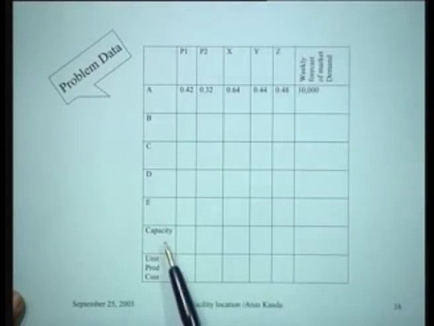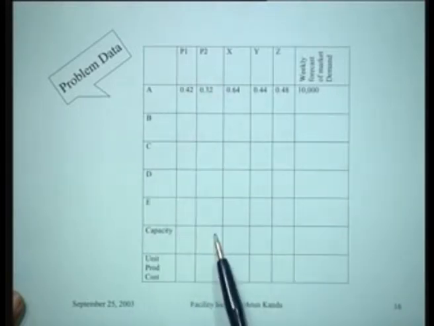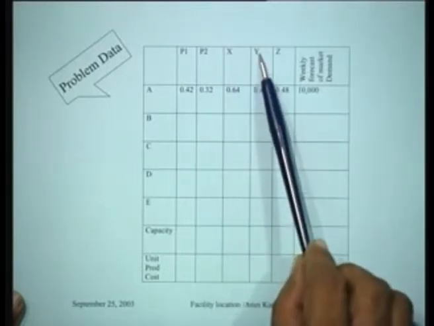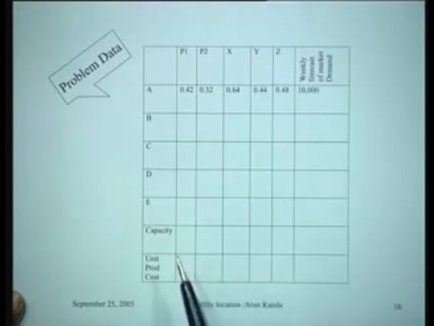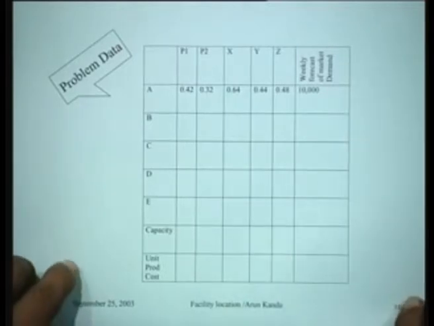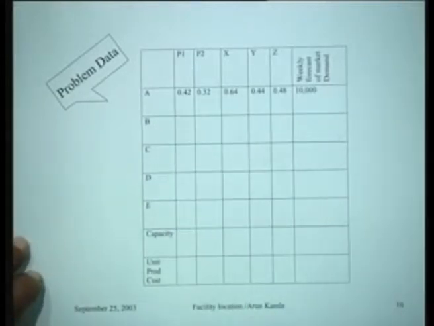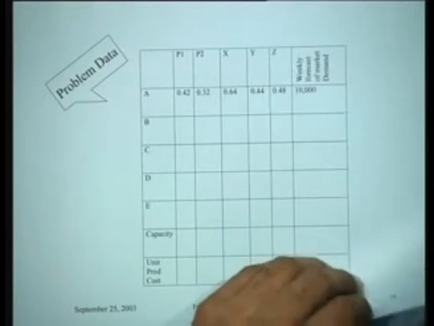Similarly, all these columns would be estimated, and ultimately you will have the capacity corresponding to these plants, which is the existing capacity, and we have already identified that X, Y and Z should have a total capacity of 25,000 to meet the increased demand. And of course you take the unit production costs at the various locations, because costs of production will vary from P1 to P2 to X to Y to Z, because of various factors like raw material costs and so on. So this would be the nature of the problem data that you would be dealing with. We assume that we have this data, and we'll see how we would carry out the analysis.